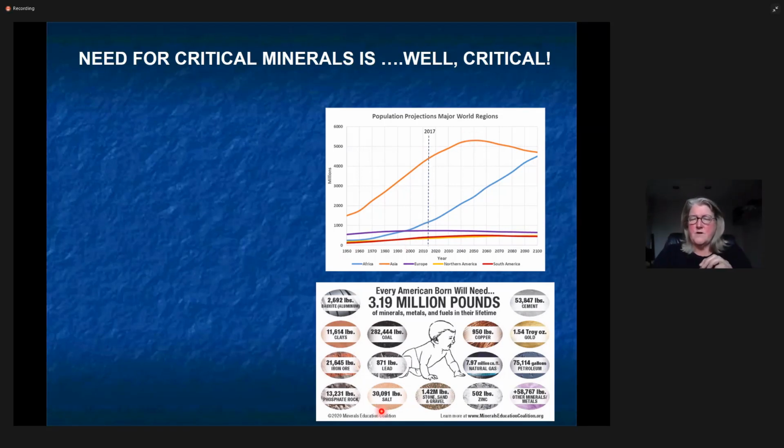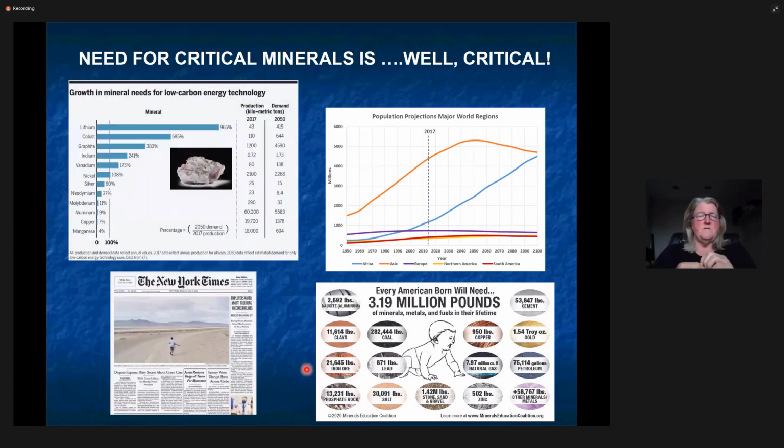Each one of those people has always used a lot of petroleum and a lot of natural gas. But what you don't think about are the copper, the lead, the iron ore, the bauxite and aluminum, the salt. All of those minerals that people need to survive on the earth. The other thing that's coming around is the growth of mineral needs for low carbon energy technologies. This is actually a picture of lithium.